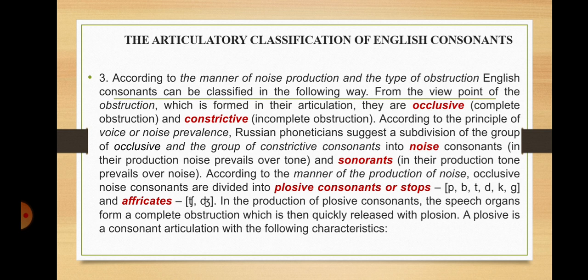According to the manner of the production of noise, occlusive noise consonants are divided into plosive consonants or stops, p, b, t, d, k, g, and affricates, ch, j. In the production of plosive consonants, the speech organs form a complete obstruction which is then quickly released with plosion. A plosive is a consonant articulation with the following characteristics.